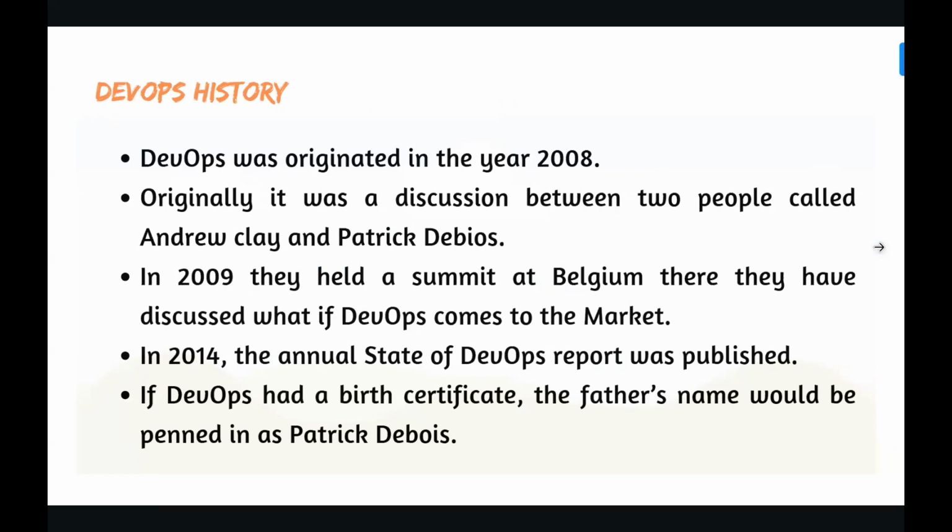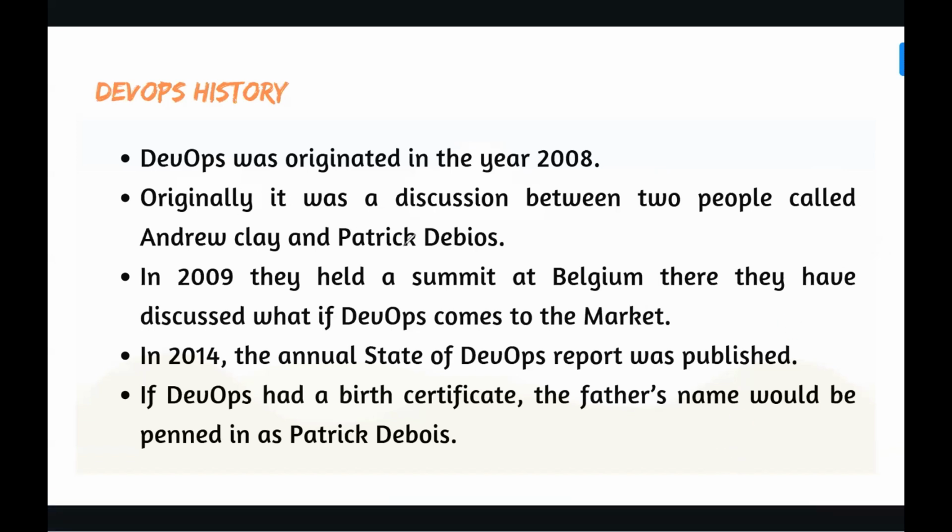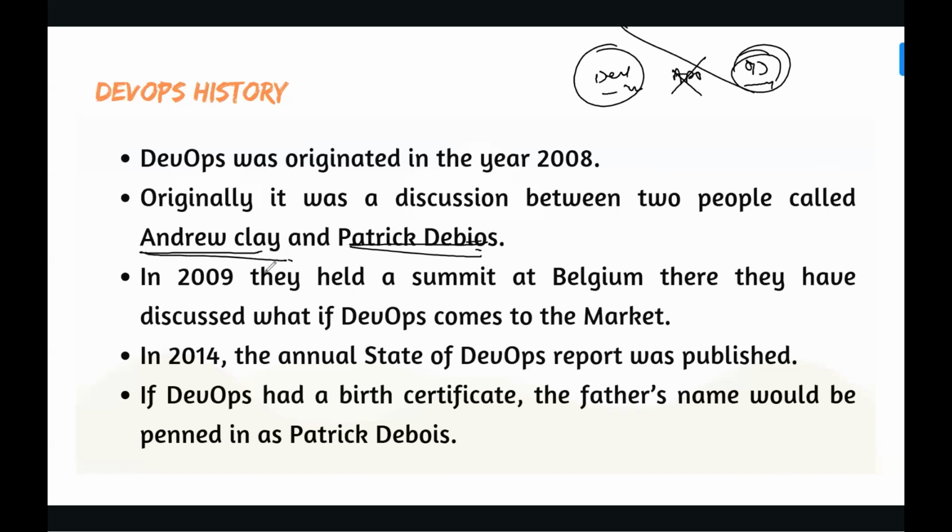So see here, originally it was a discussion between two people. Who are they? Patrick Debois as well as Andrew Clay Shafer. These are the two people between whom the discussion happened. So what was the discussion? Let's say this is my development team, this is my operational team. Once the application has failed in the server, automatically there will be a lot of confusion between the operational team as well as the development team, right? So what if we break this confusion? That was the discussion between Patrick Debois and Andrew Clay Shafer.